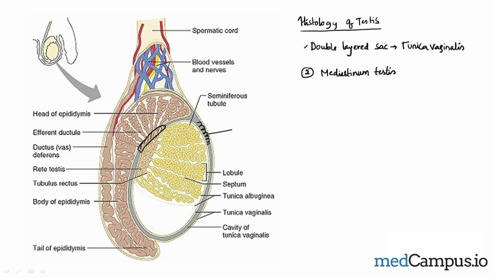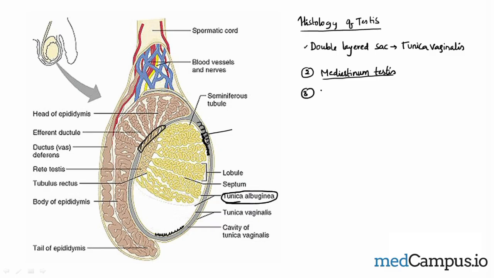I'll tell you what the mediastinum testis is, but before that, beneath the tunica vaginalis, we have a thick fibrous membrane which is covering the substance of the testis, and this thick fibrous membrane is the tunica albuginea.